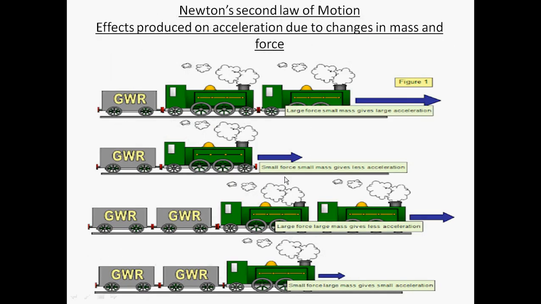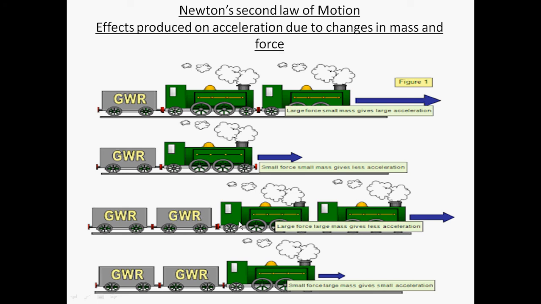Now, students, with the help of a train and a wagon, let's understand the effect produced on acceleration due to changes in the mass and the force. Suppose we take one wagon in the first case with two engines. These two engines are pulling this one wagon. The force applied by both the engines will be more, and the mass is slightly less. So the acceleration produced will be a bit larger, because a large force and small mass give large acceleration. Now, if we remove one engine, the force applied is a bit less, but there is the same one wagon, so the acceleration will be a bit less as compared to the first case.